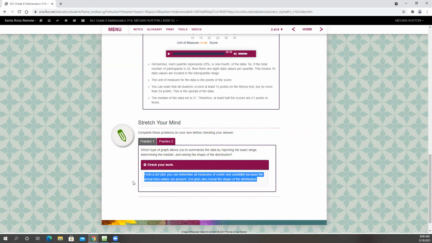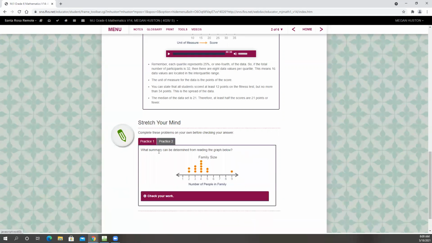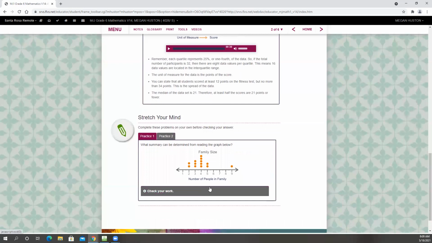So remember, each dot in the dot plot represents a piece of data. So you can find all of your measures of center and variability from this. And then it also gives you the shape. Example 2, what summary can be determined from reading the graph below? Okay, so here our title is family size. We have our number line 1 through 9, but our first dot starts at 2, last dot at 10, and then it's the number of people in your family.